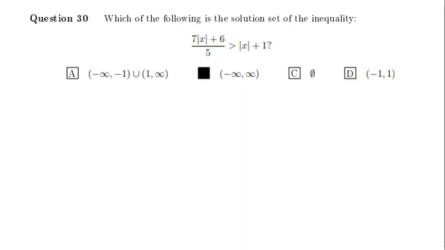Now let's do another similar type of inequality. So we have 5 here. We don't have any denominator here, and this is 5, so we can get rid of 5. So you multiply both sides by 5.